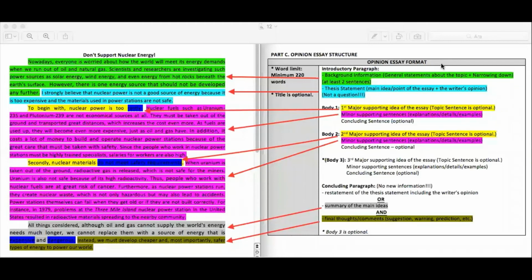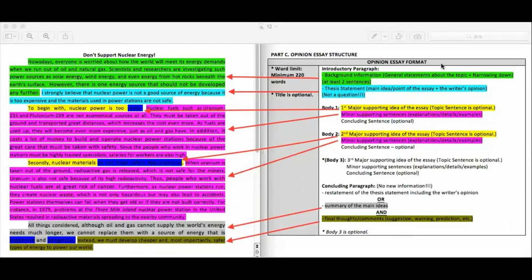Okay, now let's analyze the first model essay about nuclear energy, considering the parts of an opinion essay. I have marked and matched the parts with colors so that you can see them easily. The first part is the background information part, as you see. Well, it gives general information about the topic.